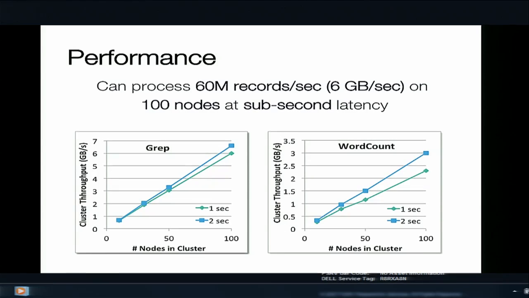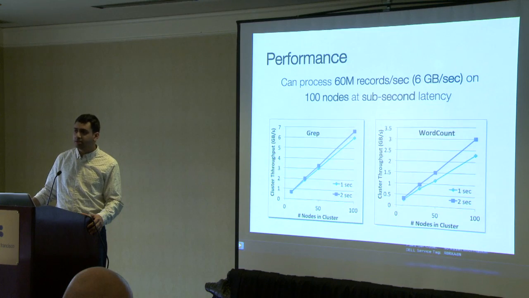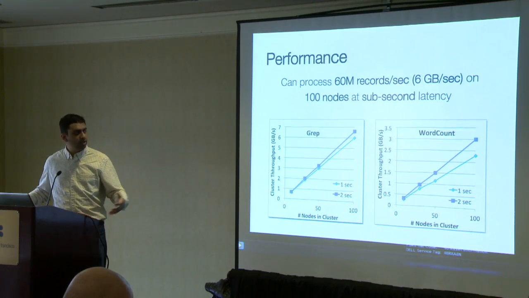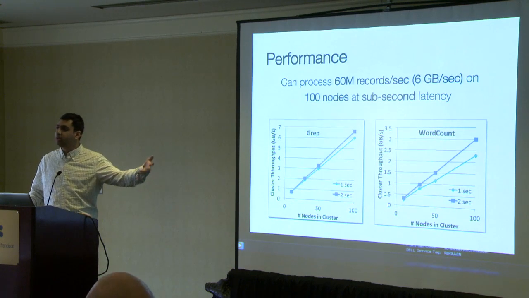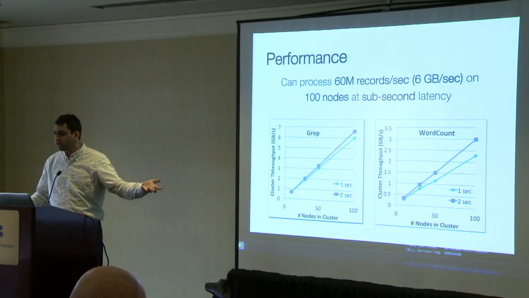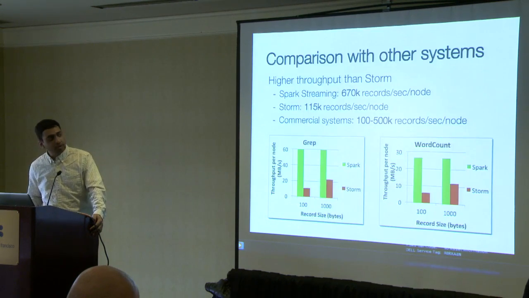And we tried different simple workloads for this particular benchmark. Grep in this case basically filters the text stream, and that is essentially what we can process 60 million records per second. Word count is slightly more complex, where the throughput is slightly lower because it's doing more work, obviously. We also compared it with other systems.